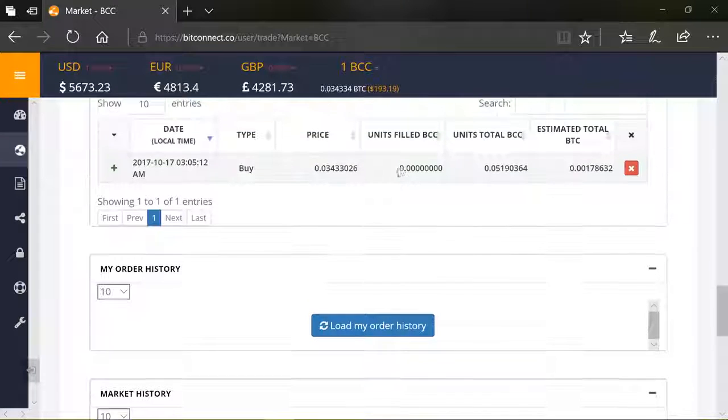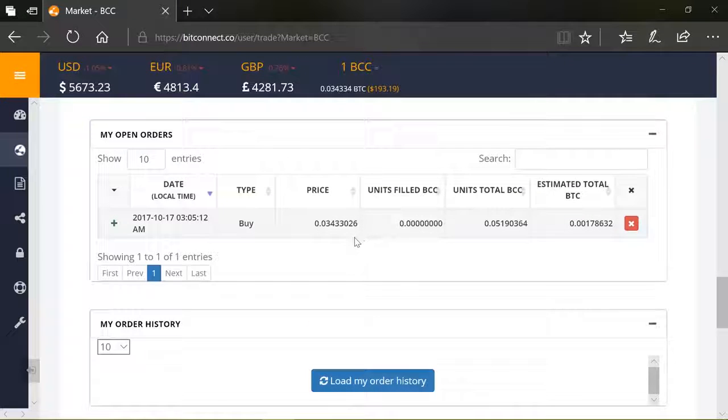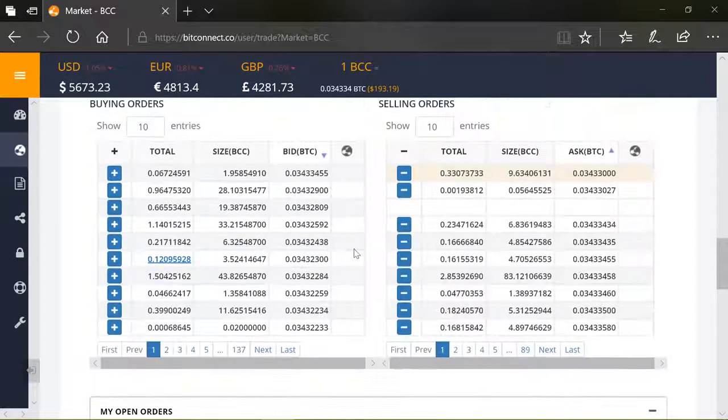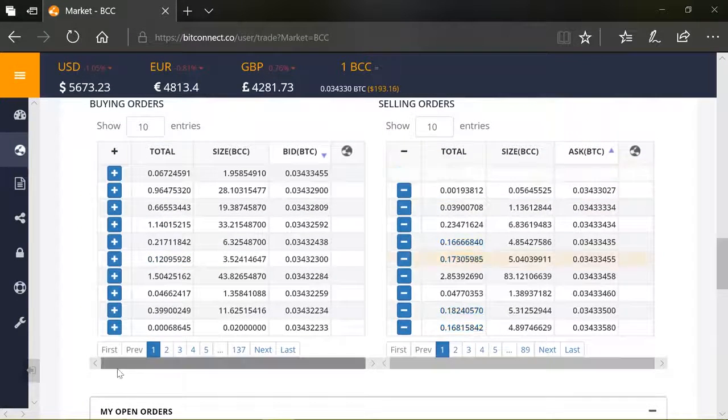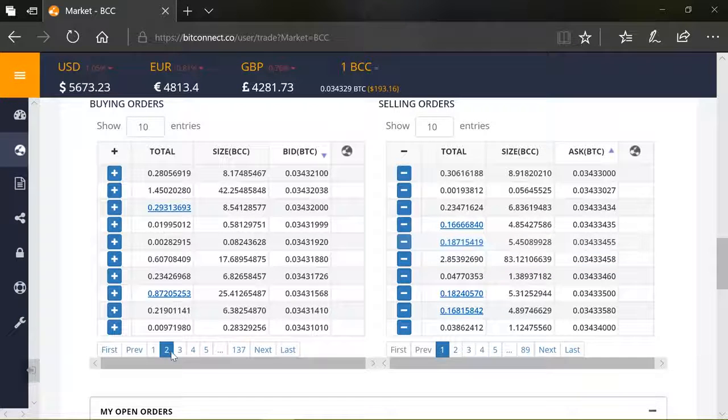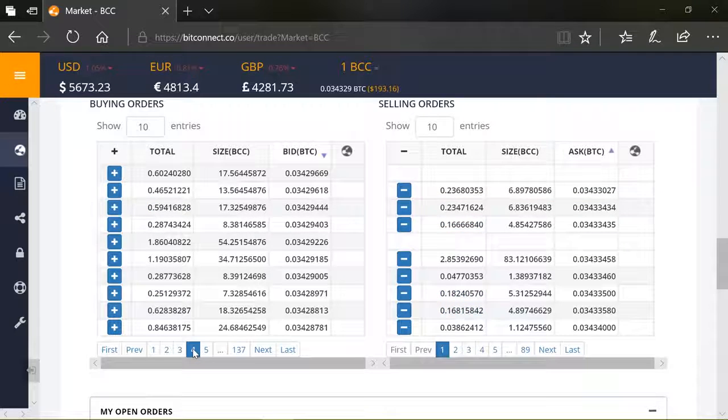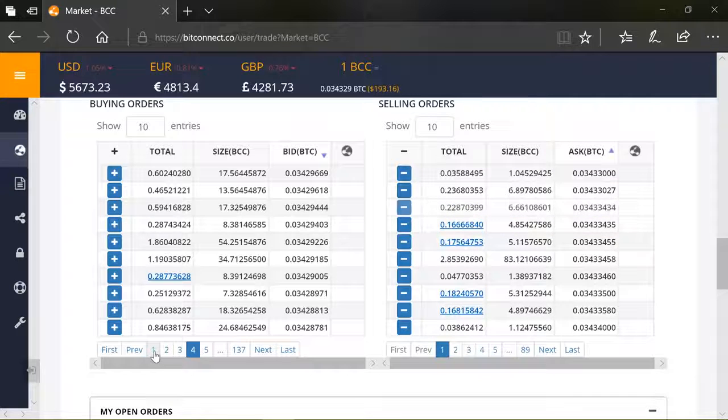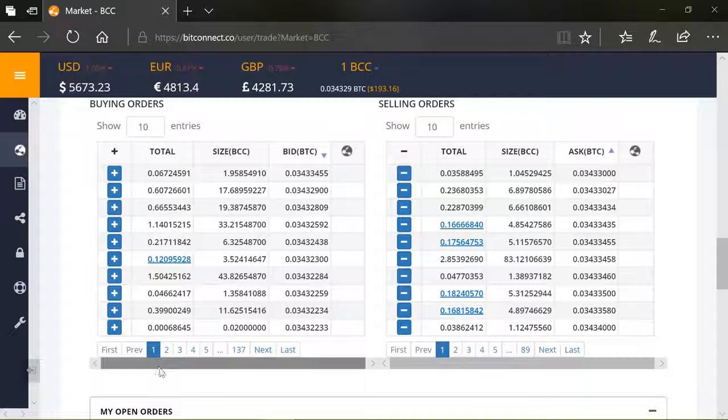No, it's still there. Why is it still there? 0.343. Let's see what's happened there. Maybe it's dropped down to page 2. Maybe the market has dropped and it hasn't actually gone through. It's actually on page 2. Page 3. Page 4. Our system seems to be pretty slow. No, it doesn't seem to be there.